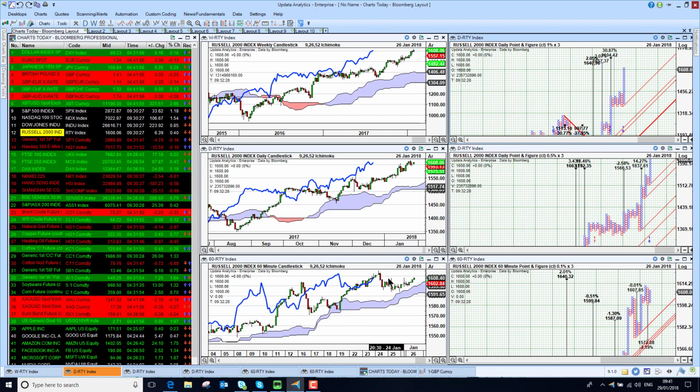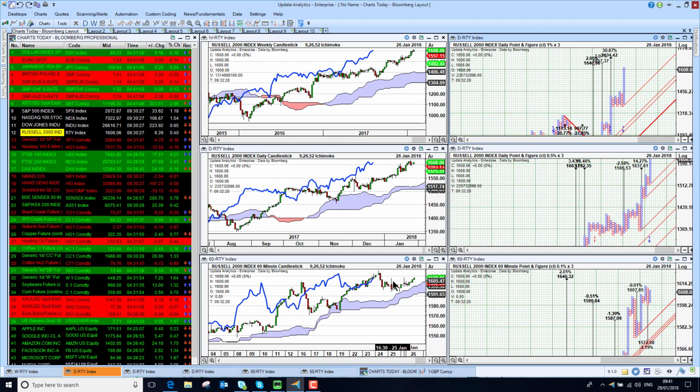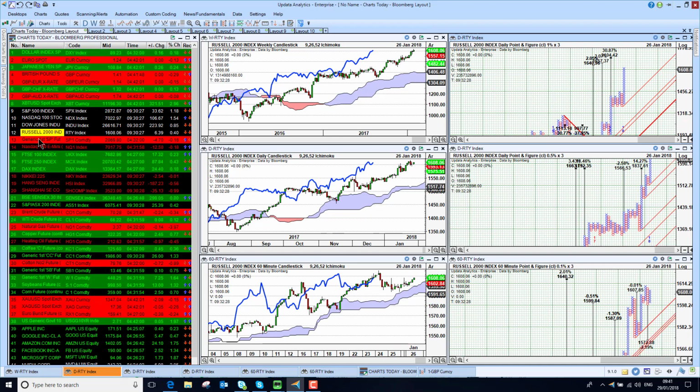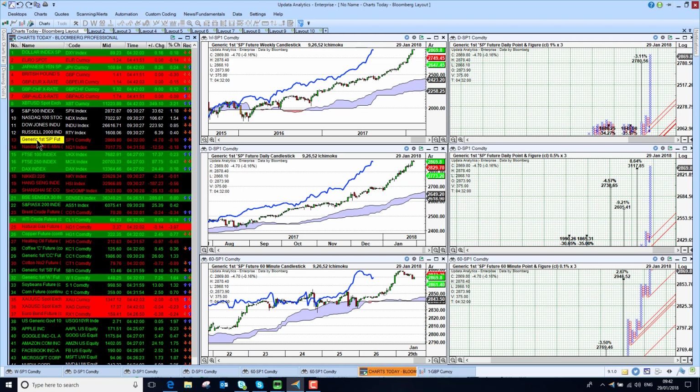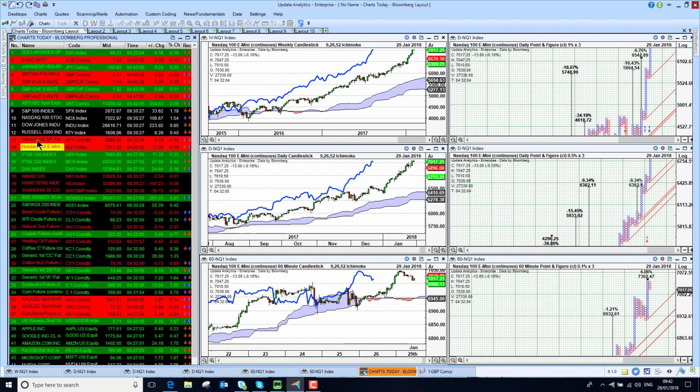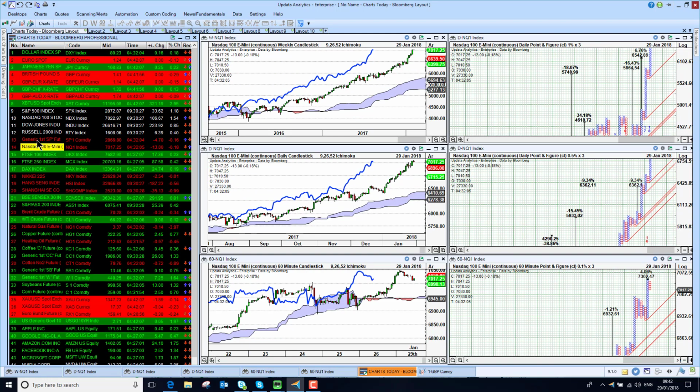And this recovery is quite broad-based. We did make a new high on Friday, but still looking very strong. The S&P future is down very slightly this morning. The Nasdaq E-mini is down also just a little bit.